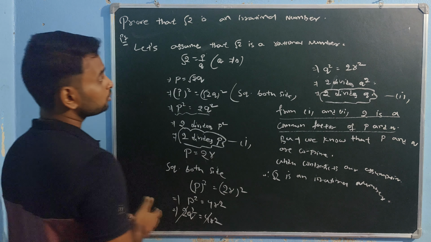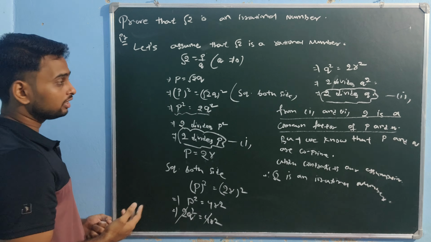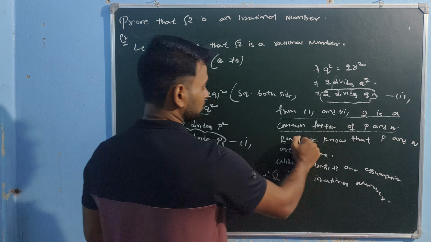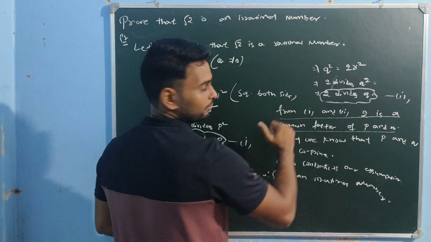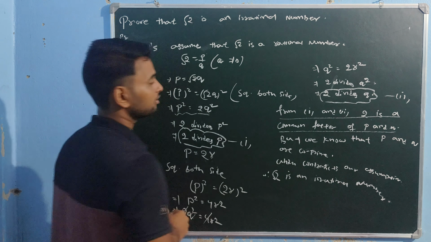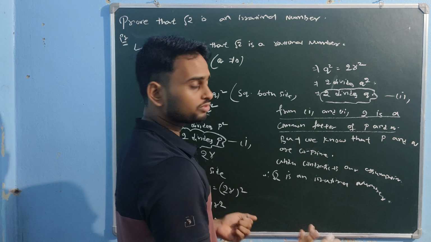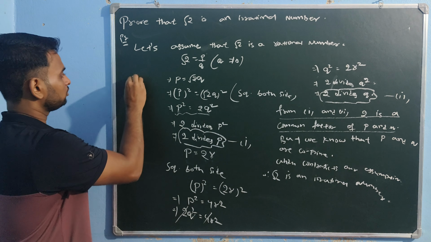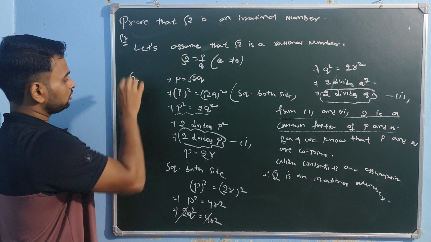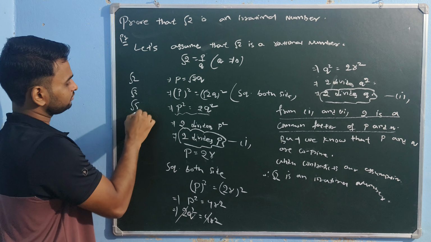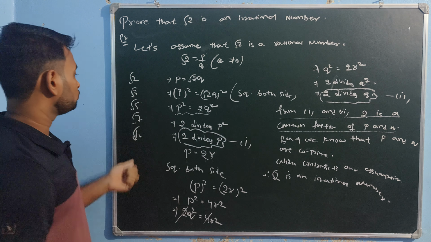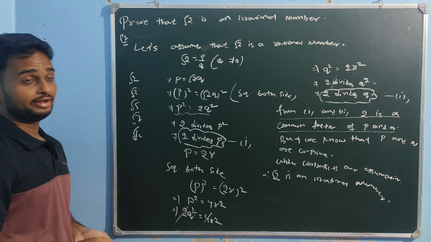Similarly, you can prove root 5, root 7, root 10 are also irrational. Here you can find that 5 is a common factor in root 5, 7 is a common factor in root 7, 10 is a common factor in root 10, which is also a contradiction. So now try the questions: prove that root 2, root 3, root 5, root 7, root 10 are irrational numbers.